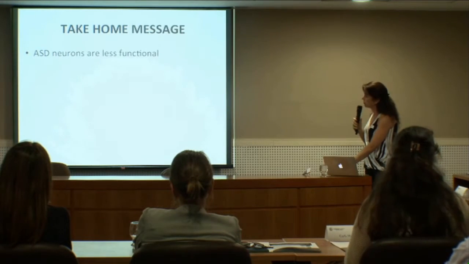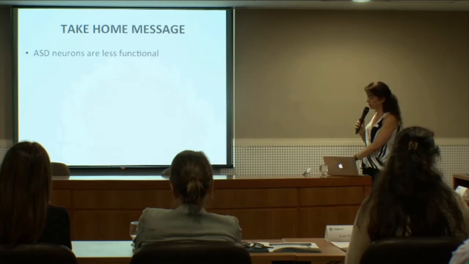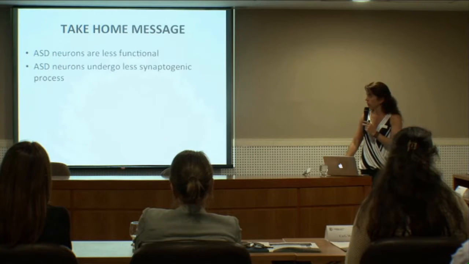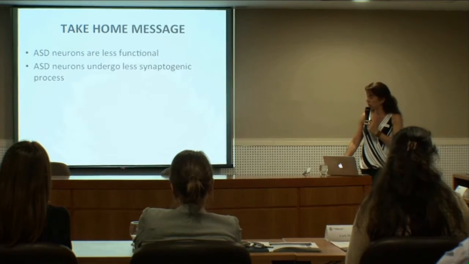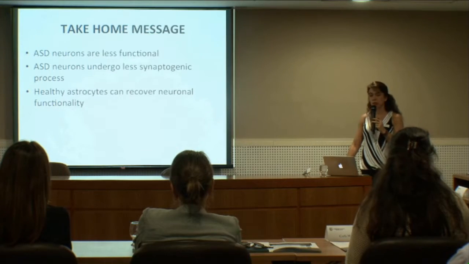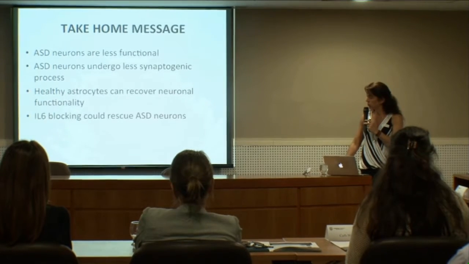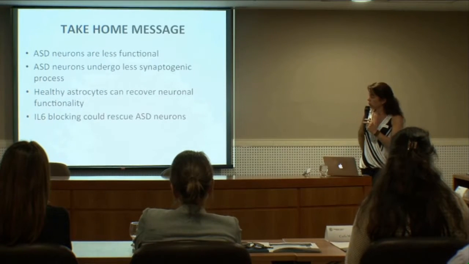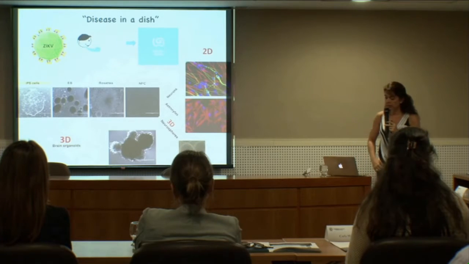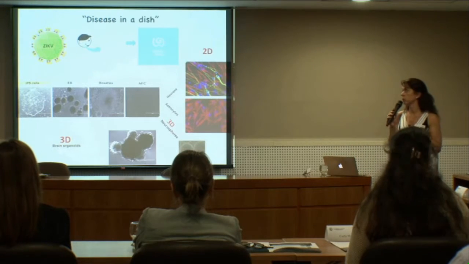As a take-home message for this part, I could see that autistic neurons are less functional. They undergo less synaptogenic process. Healthy astrocytes can recover the neuronal functionality, as I showed you. IL-6 blocking could rescue ASD neurons. Yes, and that's it for the autistic part.